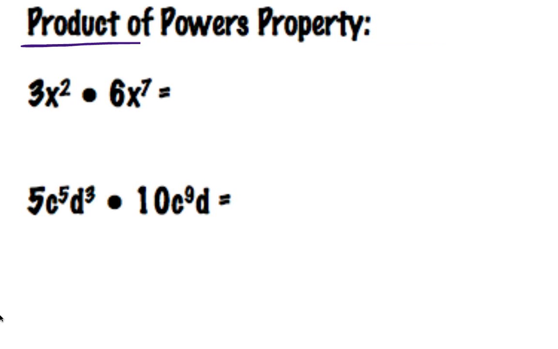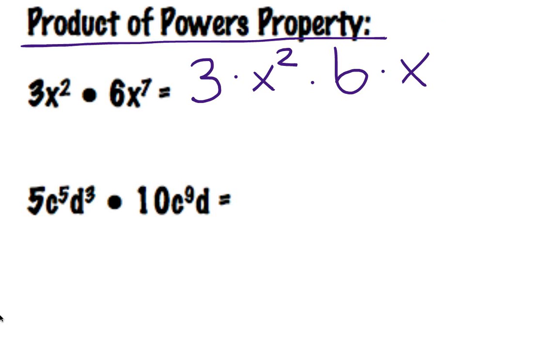So again, I'm using the product of powers property, but as you can see, I have coefficients with my variables. So in the first problem, 3x squared times 6x to the 7th, I'm going to look at this as 4 separate things. I'm going to refer to this as 3 times x squared times 6 times x to the power of 7. And I'm going to multiply the things that are the same. So 3 times 6, those are the same because they're coefficients. 3 times 6 is 18.